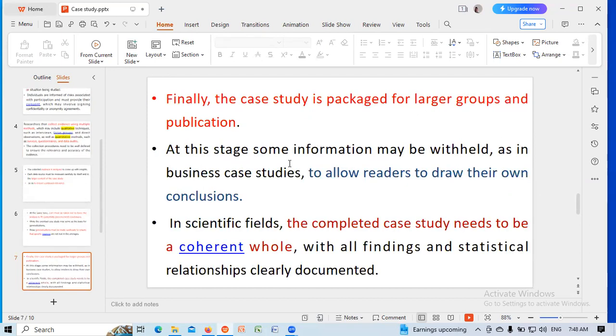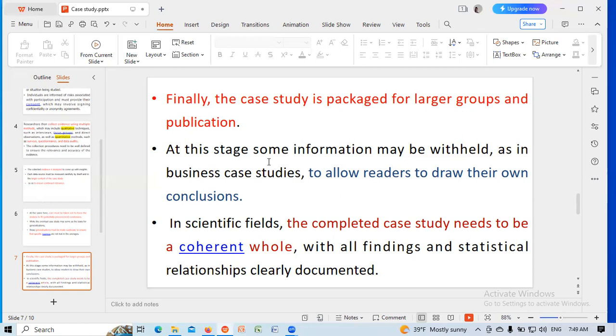Finally, the case study is packaged for larger groups and publication. At this stage, some information may be withheld, as in a business case study, to allow readers to draw their own conclusions.